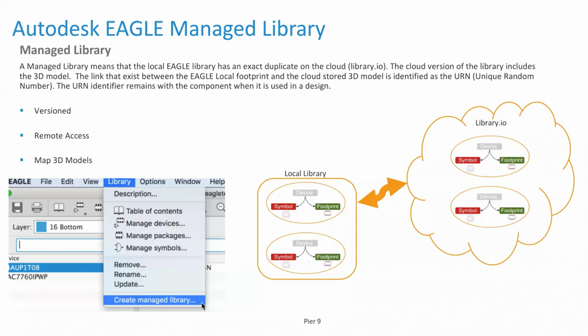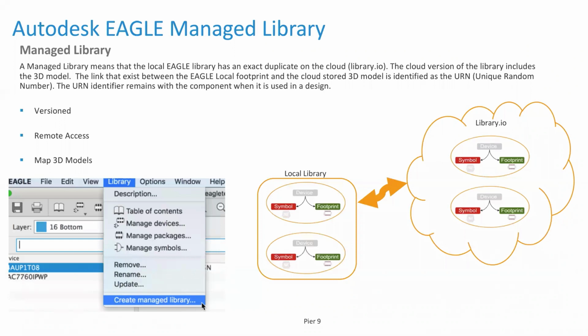You have your local library and you have your cloud library, and they're synchronized. They're totally synchronized. What happens is that your local library cannot support the 3D model locally. It is actually sitting on the cloud.